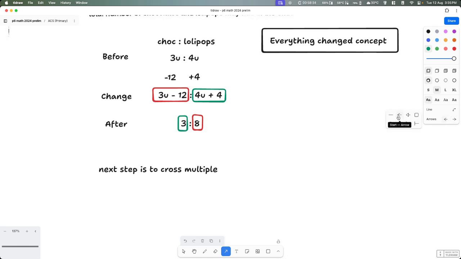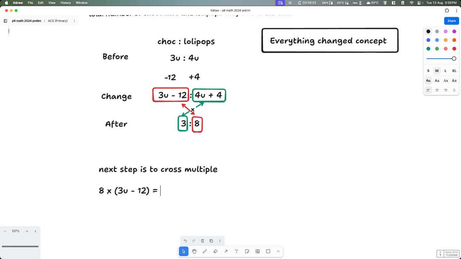I'll just use the arrow to cross multiply. And then we just x, and this also x as well. So we just cross multiply. That's what I see over here. Right, cross multiply. So that means this will be 8 times 3 units minus 12. We're going to make sure that this is a bracket. And then equal to 3 times bracket 4 units plus 4.